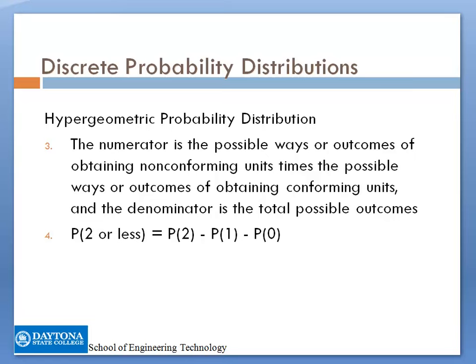Now, for instance, if you want to find the probability of 2 or less, the way that you have to do it using the hypergeometric is you have to find the probability of 2, plus the probability of 1, plus the probability of 0. Remember, we're using integers, and this is because this is discrete data.